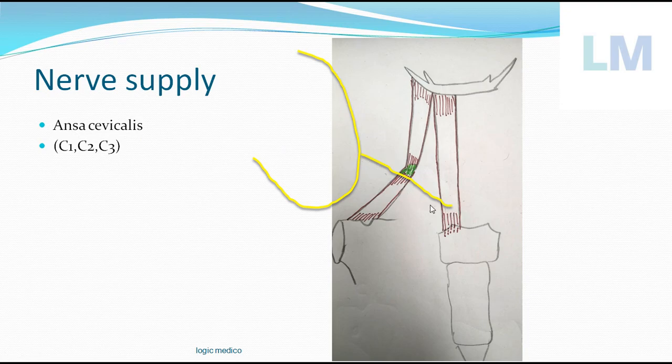From this Ansa cervicalis, a branch goes towards the muscle; it appears like the toe of the duck's feet. This is the duck's feet overall, and this is a toe-like thing. So this supplies the sternohyoid, and in fact all the infrahyoid muscles. There is an exception; we'll see that later.